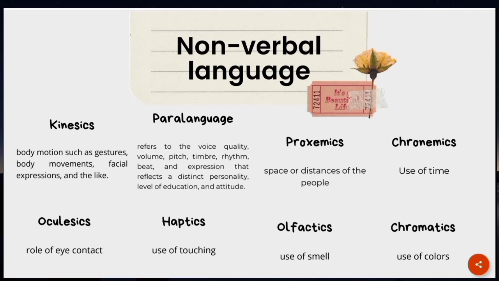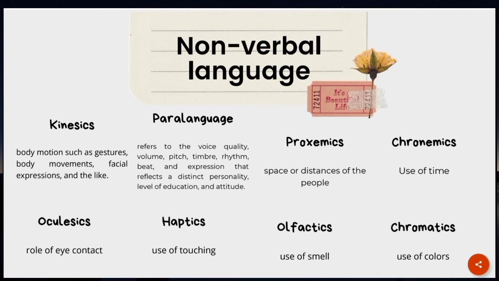Next is the paralanguage. Paralanguage refers to the voice quality, volume, pitch, timbre, rhythm, beat, and expression that reflects a distinct personality, level of education, and attitude. For example, a teacher who has a chime-like yet sonorous voice develops interest among her students compared to another teacher that has a forlorn voice that invites her students to nap or eventually sleep.